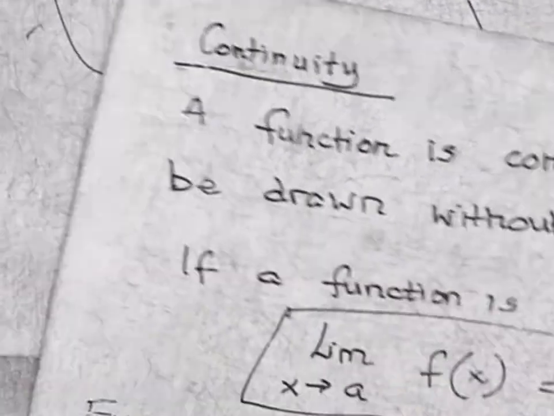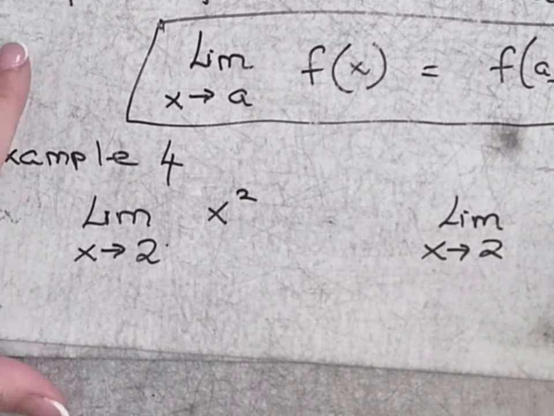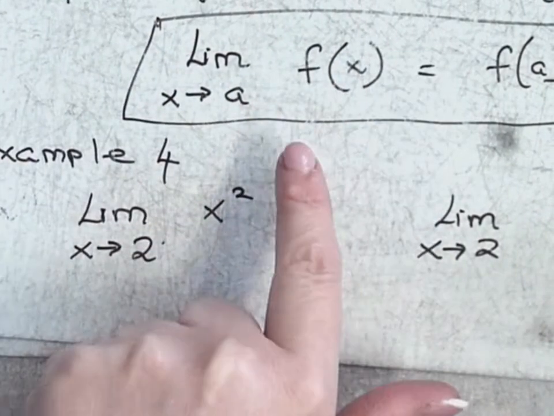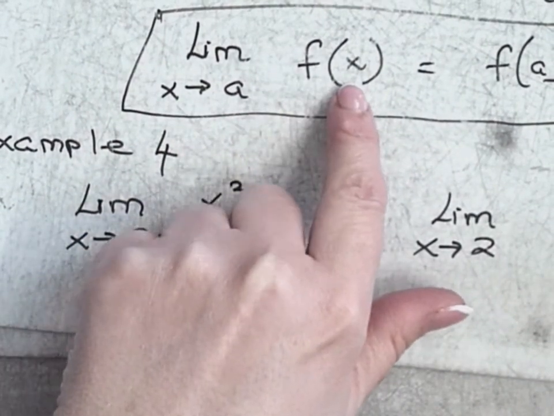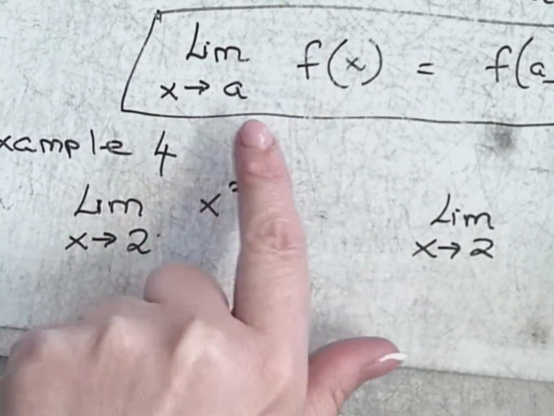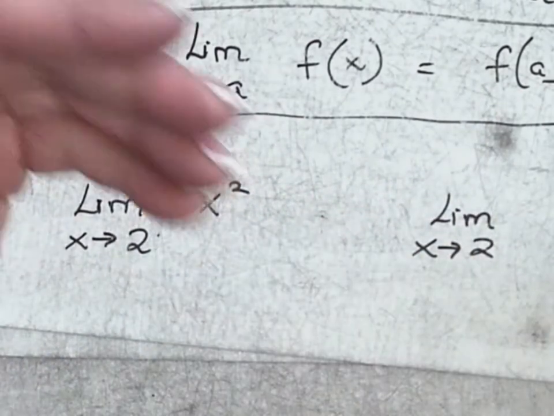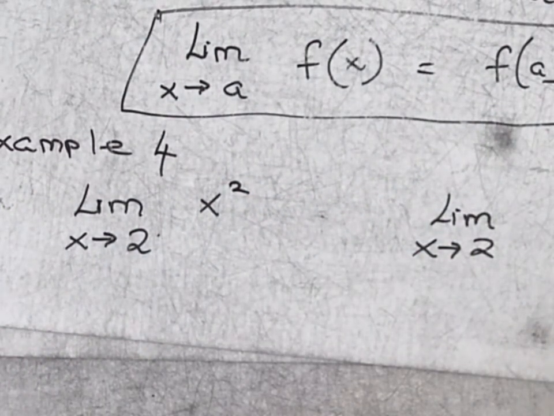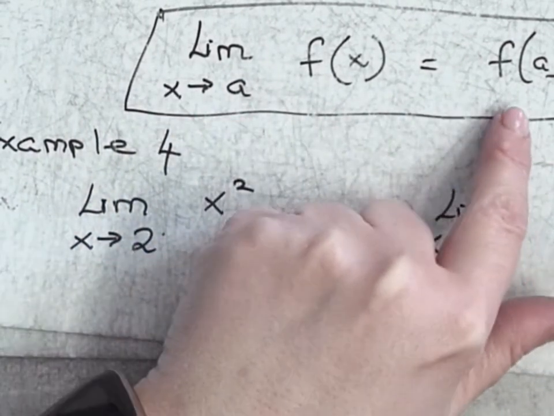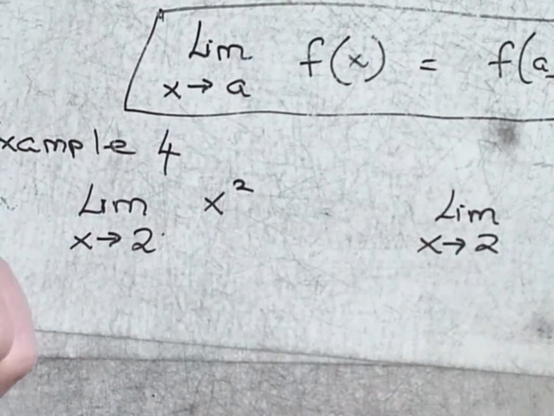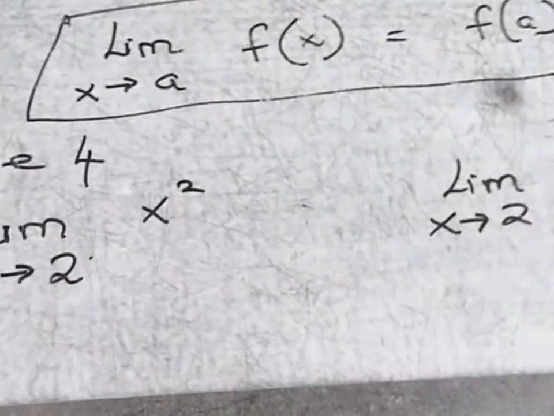So how do you check whether the graph is continuous or not without drawing it? What you have to do, if this holds true: if the limit as x tends to a number of f of x, of the function, so if you get the limit and you get an answer, then you get f of a, as in you put in the number for the x and you get an answer, then it is continuous. So if the limit as x tends to the number is the same as filling in the number, it's continuous. If it isn't, it's not continuous.